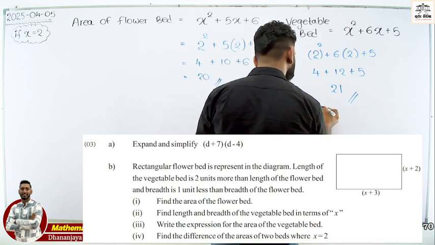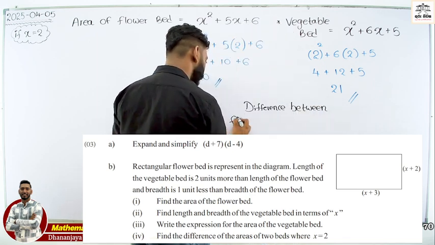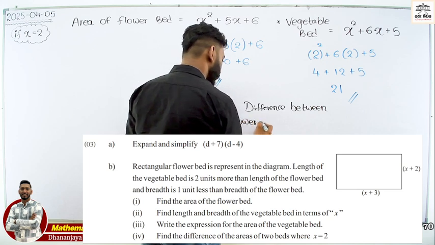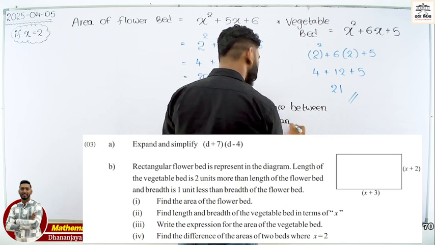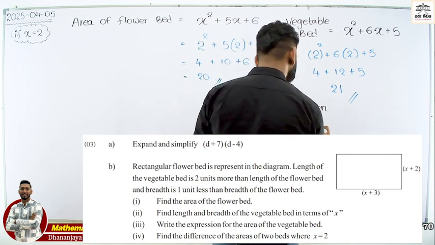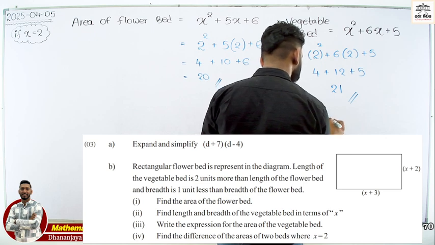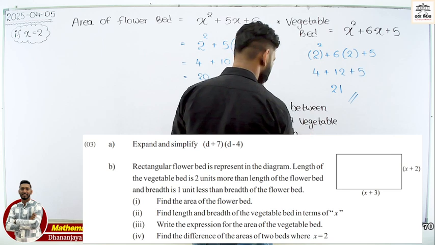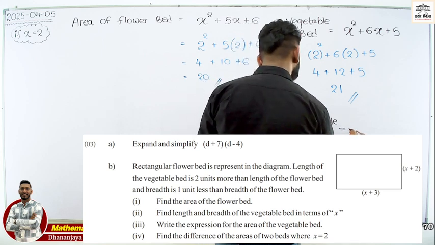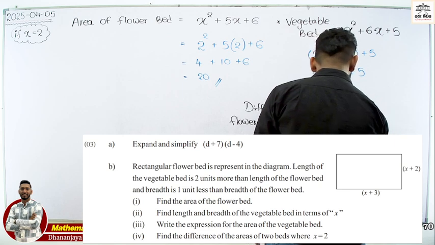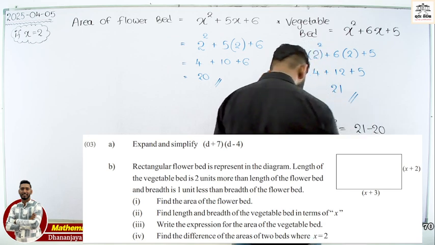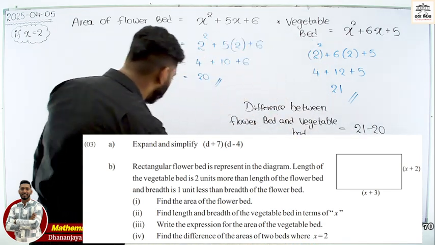Therefore, the difference between flower bed and vegetable bed is equal to 21 minus 20. It's equal to 1.